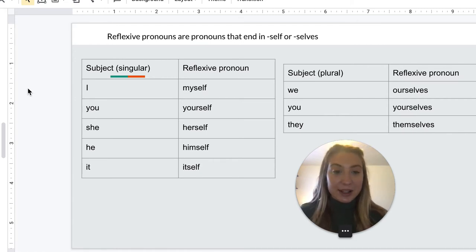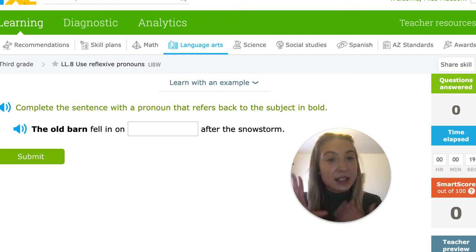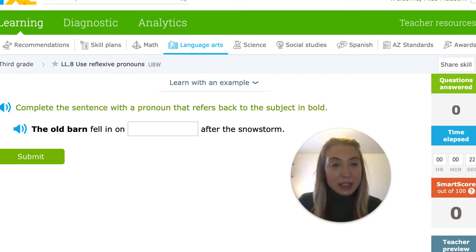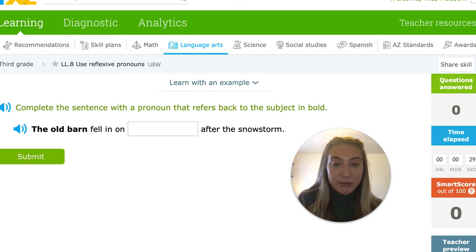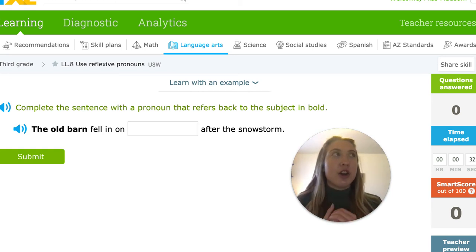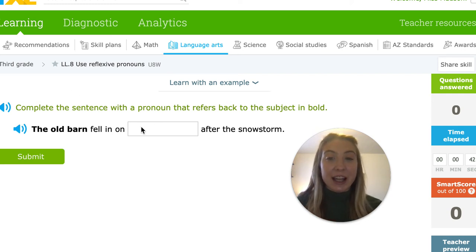So now let's use it with some examples. Here are our sentences, and we have to put a pronoun in that refers back to the subject. The subject is in bold, and it says the old barn fell in on blank after the storm. So make sure to write down your reflexive pronouns. The old barn is our subject. Is it singular or plural? We're talking about one, so it's singular. It's not a he, him, or her. It's not a boy or girl. It's an it. So then I would say it fell on itself. I'm referring to the old barn and itself. They go together.